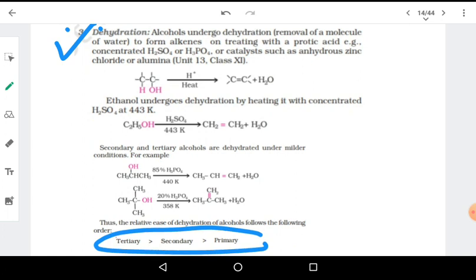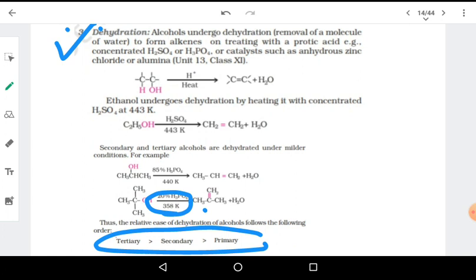Tertiary is greater than secondary, which is greater than primary. This is the order of dehydration. So tertiary needs minimum reaction conditions for carrying out dehydration, and hence we will use milder dehydrating agents, such as 20% H3PO4 at a lower temperature, that is 358 Kelvin.